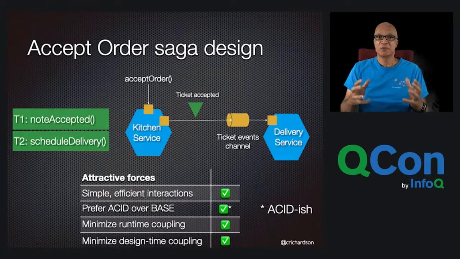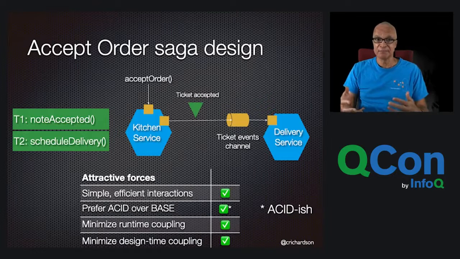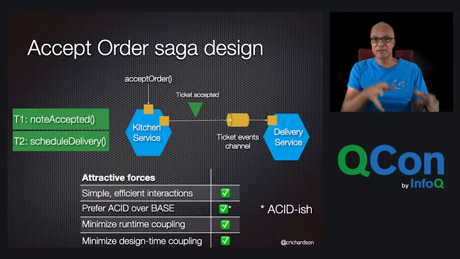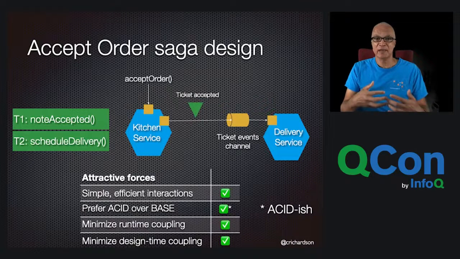The accept order operation can be implemented by a simple choreography-based saga. The first step changes the state of the ticket. It then publishes a ticket accepted event. This event triggers the second step in the delivery service, which schedules the delivery. What's nice about this design is that it effectively resolves the dark matter forces. For example, it's sufficiently ACID despite consisting of multiple transactions.